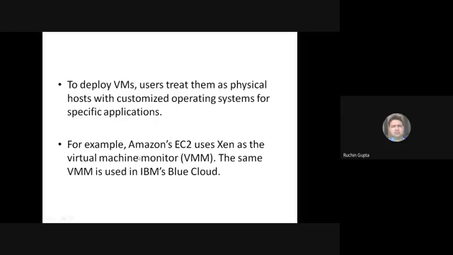For example, there is a cloud service provided by Amazon, the Amazon Elastic Cloud 2, which is using Xen as a virtual machine monitor. And the same virtual machine monitor is also used in IBM's Blue Cloud. IBM's Blue Cloud is the cloud from IBM, and Amazon EC2 is a storage cloud from Amazon. Amazon EC2 stands for Amazon Elastic Cloud 2.